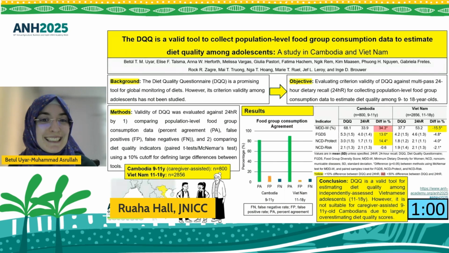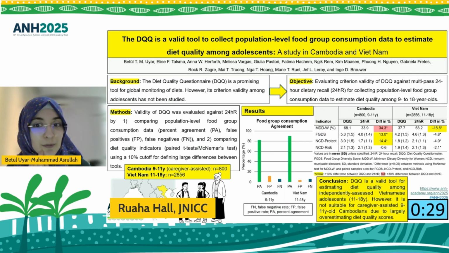Yes, thank you. So, have you ever heard about the Diet Quality Questionnaire, also called the DQQ? This is a promising tool for collecting dietary data across the world. And in this study, we looked into its validity among 9 to 18-year-olds. We compared DQQ collected data to 24-hour recall collected data among 9 to 11-year-olds in Cambodia and 11 to 18-year-olds in Vietnam. Note that in Cambodia, the respondents were caregiver assisted.